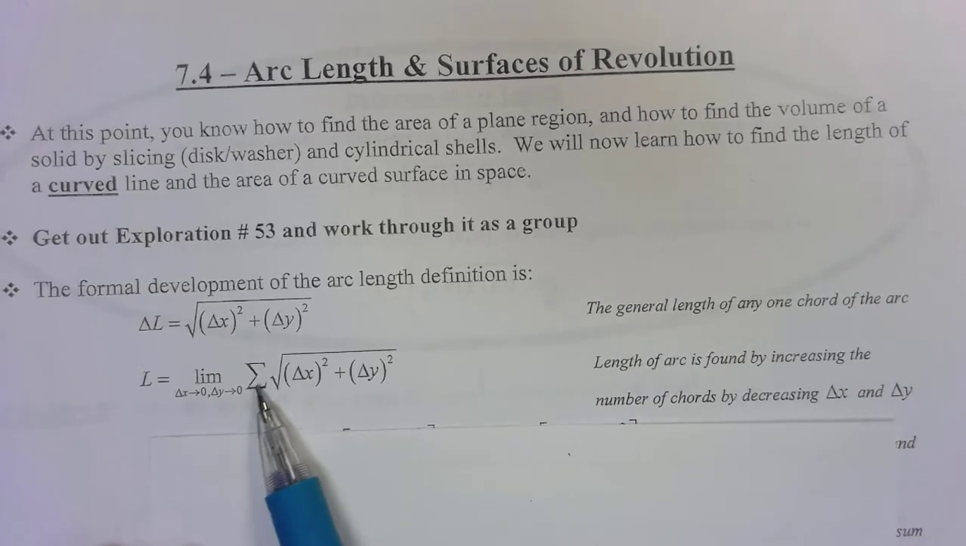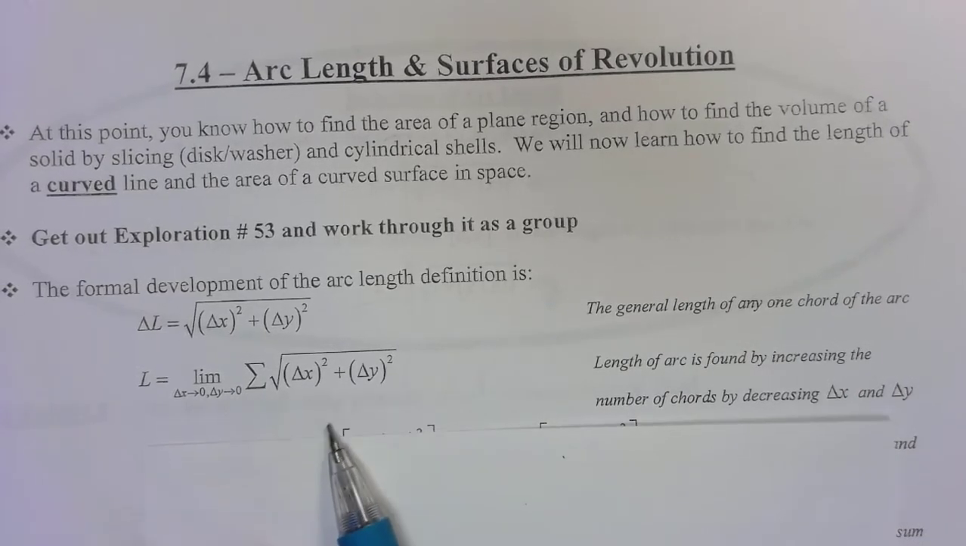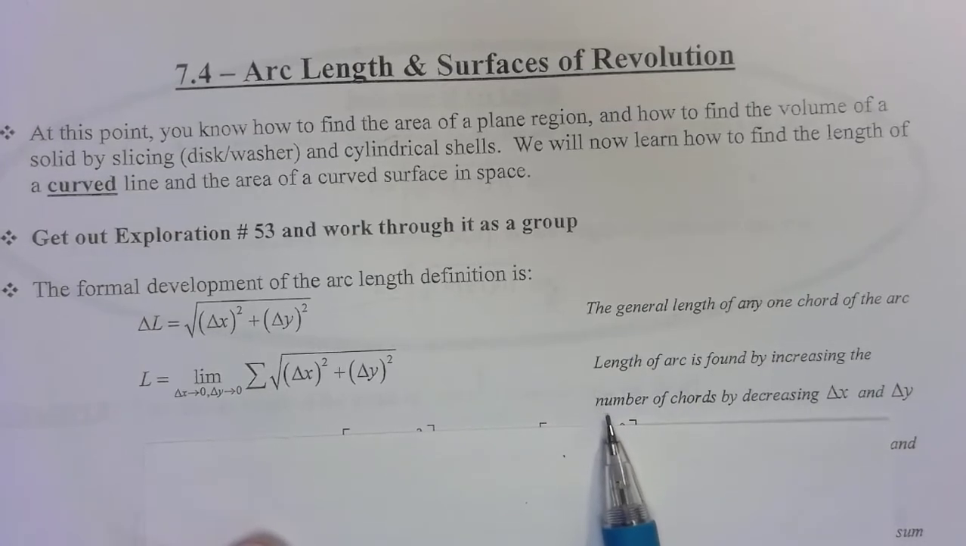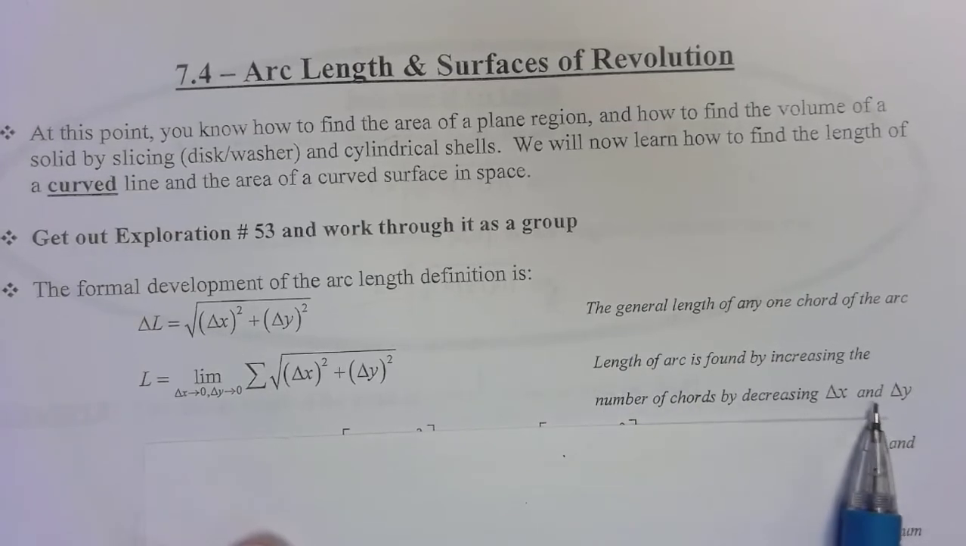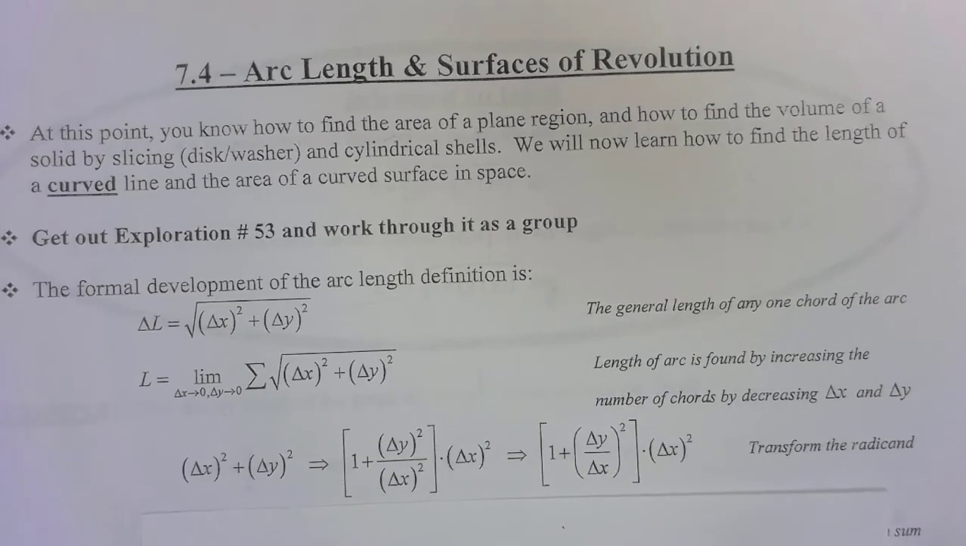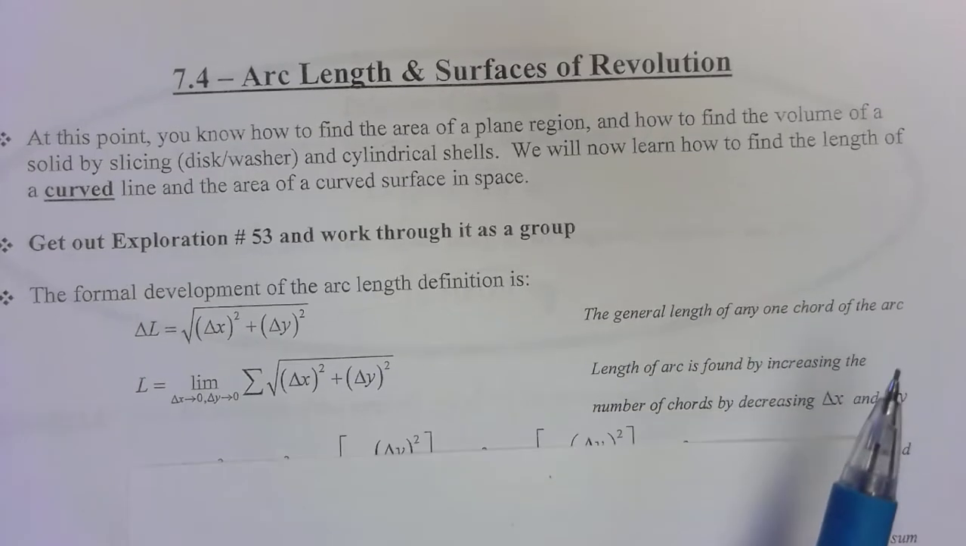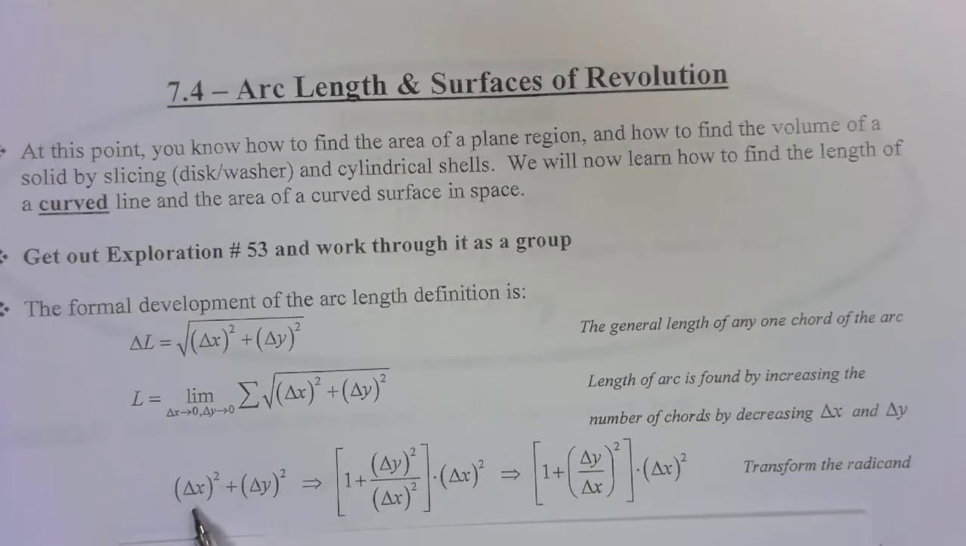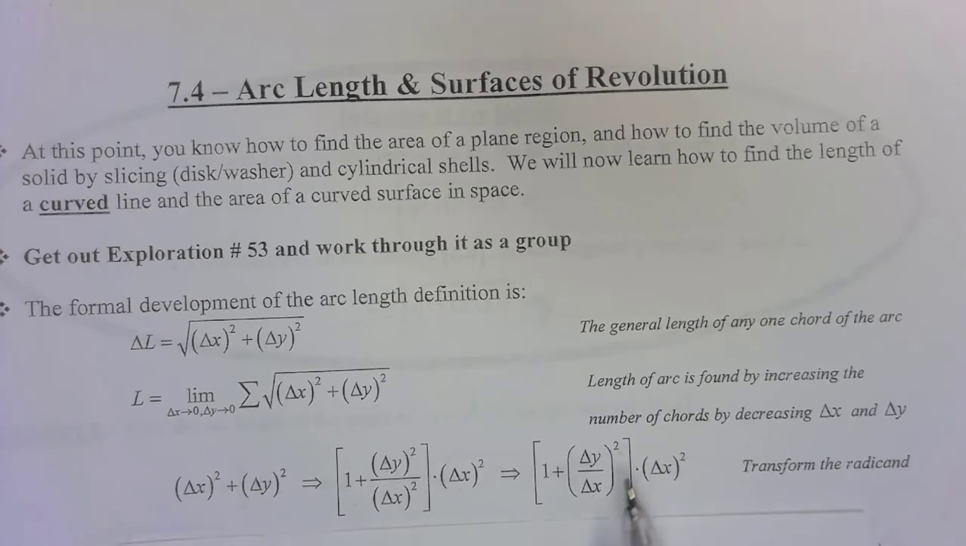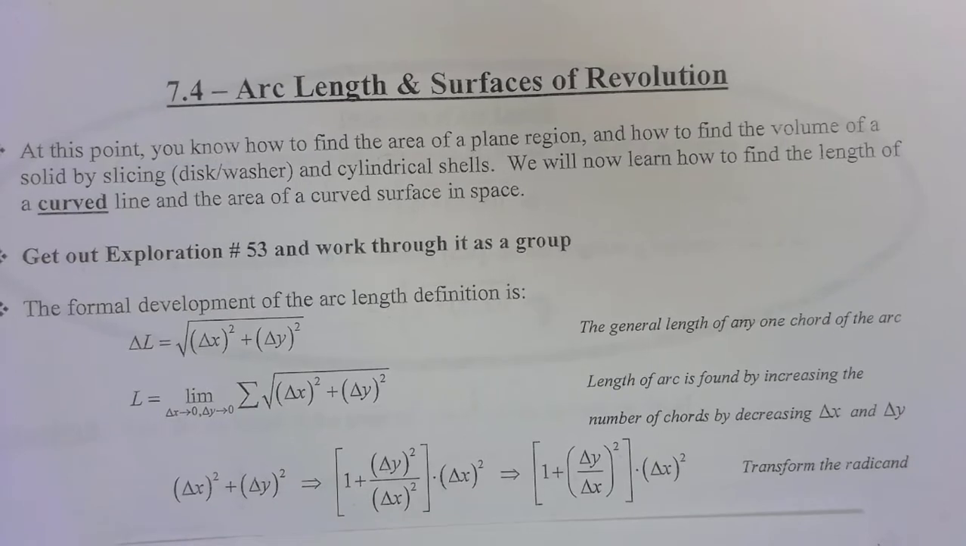If we take the limit as delta x and delta y both go to 0, the length of the arc is found by increasing the number of chords and decreasing the change in x and change in y. Let's transform this radicand a little bit. Let's factor out of each term a delta x squared. So factoring out a delta x squared would give me 1 and delta y squared over delta x squared. And so I can think about delta y squared over delta x squared as delta y over delta x, the quantity squared. Now we know what delta y over delta x is.